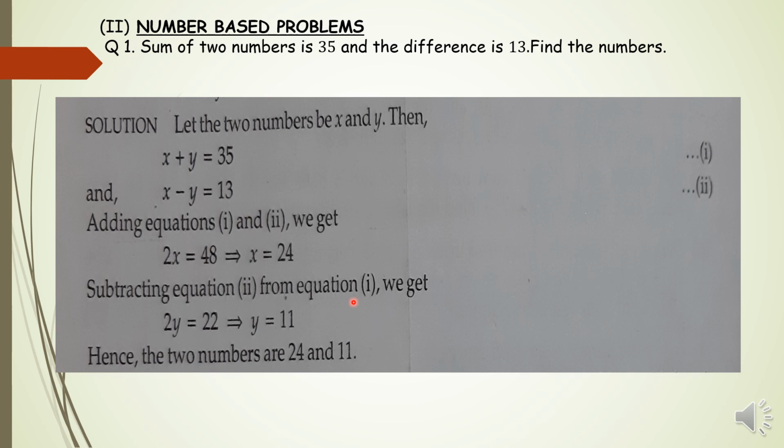We get 2y is equal to 22. That implies y is equal to 11. Therefore the two numbers are 24 and 11. This is also a special type of problem.